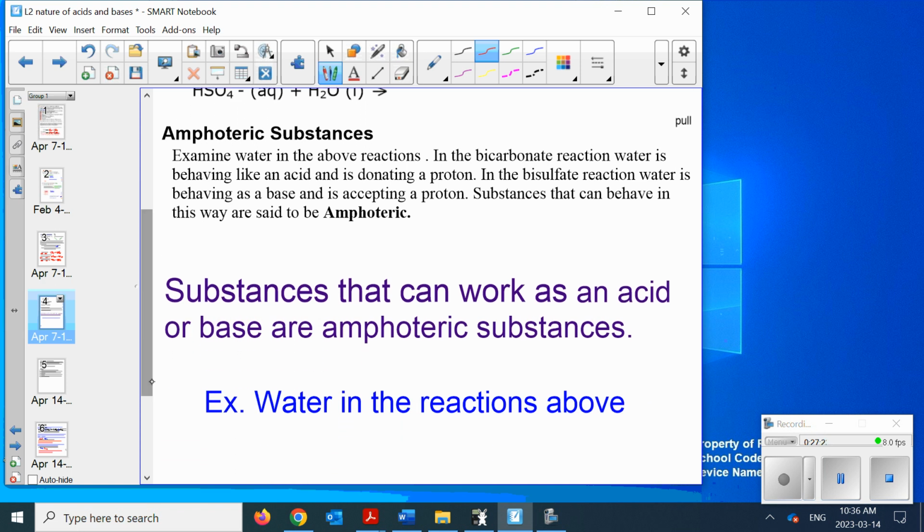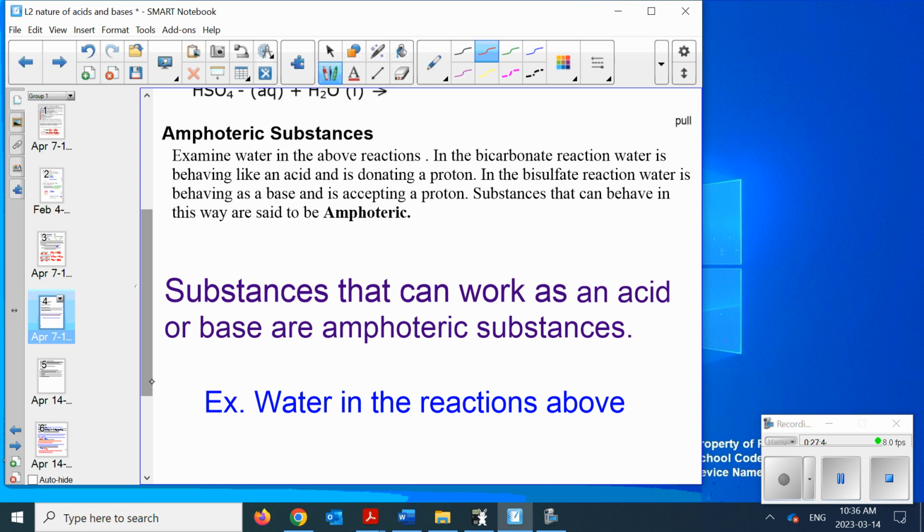Amphoteric. You know, ambidextrous means left or right handed, right? Amphibian, land and water, right? Amphoteric. Can be either acid or base. Examine water and the above reactions. Well, the ones we were on the other page.